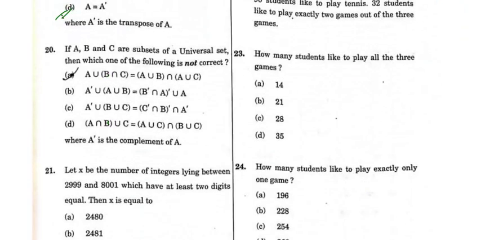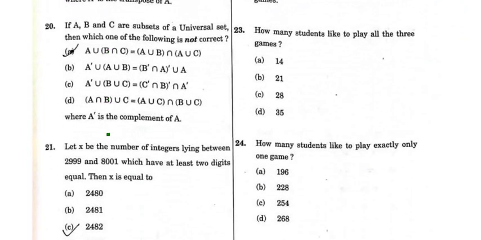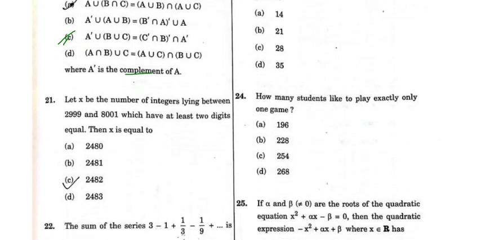Next one is, if A, B and C are subsets of a universal set, then which of the following is not correct? So this is a direct question. So 20th will be C. A dash union B intersection C equal to C dash intersection B whole dash intersection A dash. Okay. Anyway, sorry, it's complement actually. Dash means complement here.